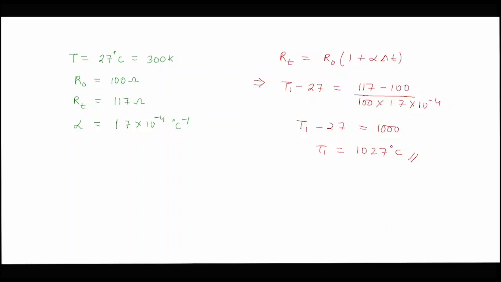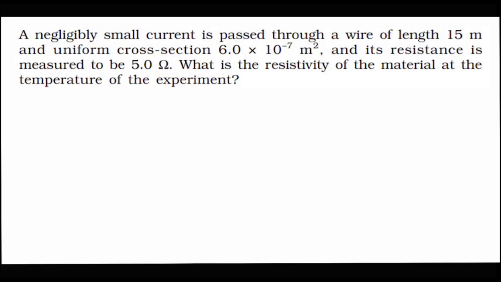Let us deal with the next problem. So that is stating that a negligible small current is passed through a wire of length 15 meter and uniform cross section 6 into 10 to the power minus 7 meter square, and its resistance is measured to be 5 ohm. What is the resistivity of the material at the temperature of the experiment? So we are asked to find out resistivity for this particular problem.